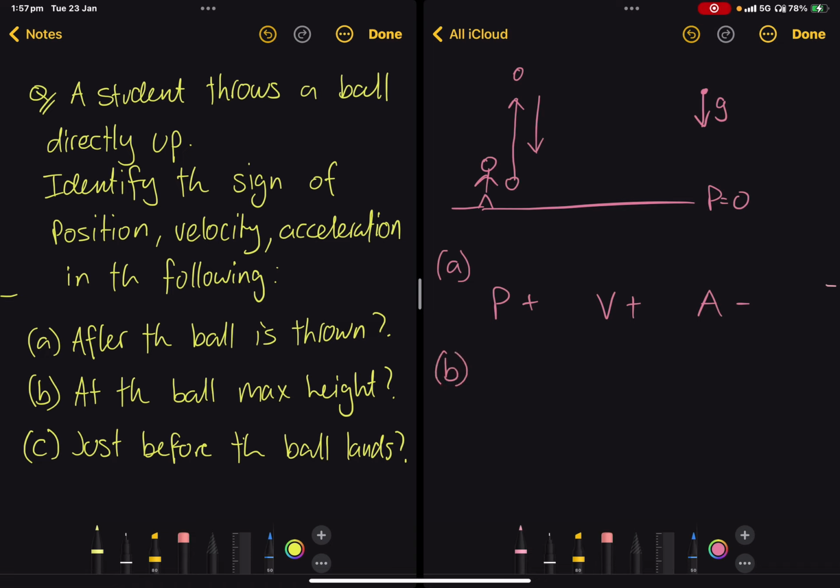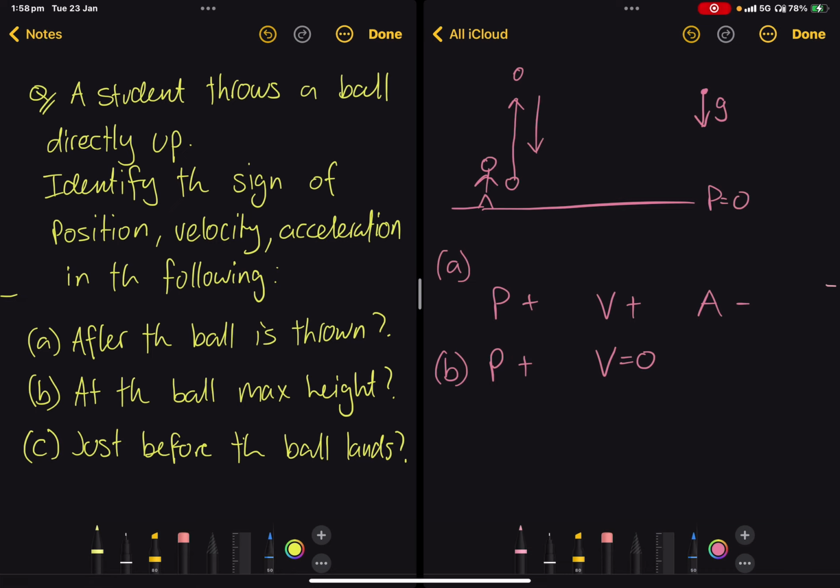Now if we look at question B, at the ball's maximum height. Okay, so the position is still positive. It's still above the ground. The velocity, however, is neither positive nor negative. The velocity is actually 0 because the ball has stopped, right? It's just reached its maximum height.